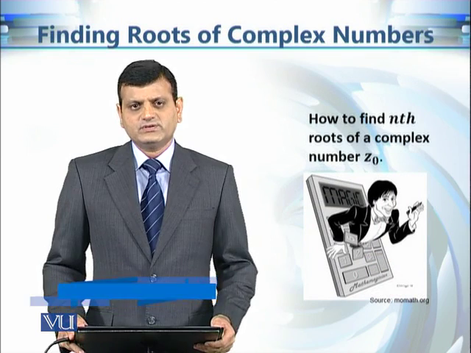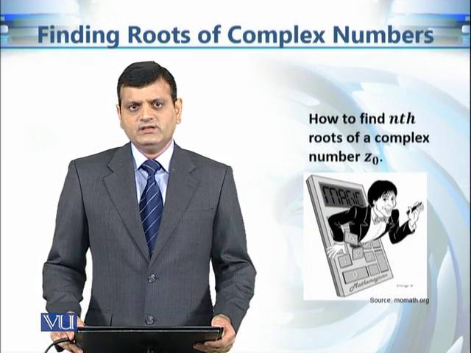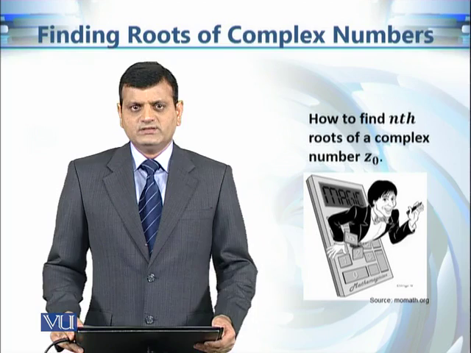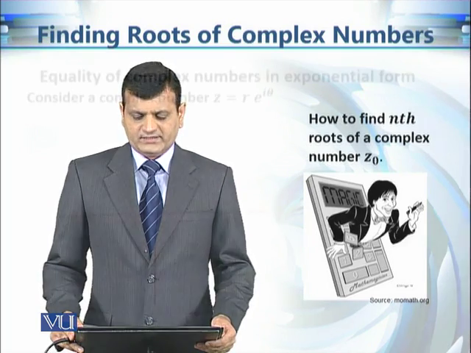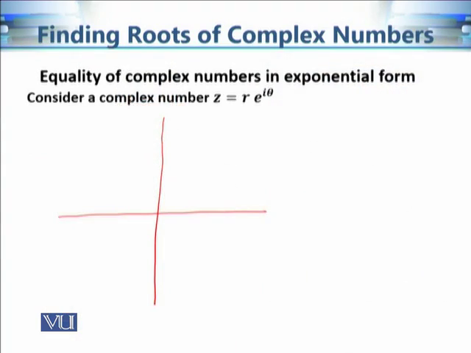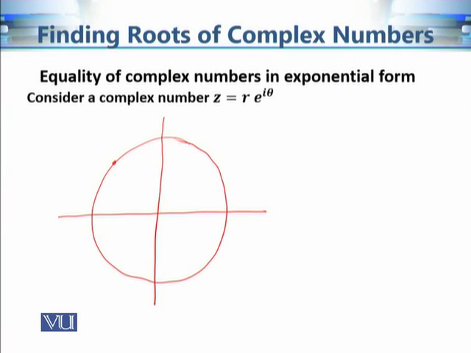Now the next question is, now we know how many nth roots of a complex number there are, the next question would be how to find them. First, we need to observe that if we are given a complex number in exponential form, it means z is equal to r e raised to power iota theta. Then here r is the modulus of this complex number, in other words, it is the distance of the point from the origin. And this theta is basically the angle with the positive x-axis.